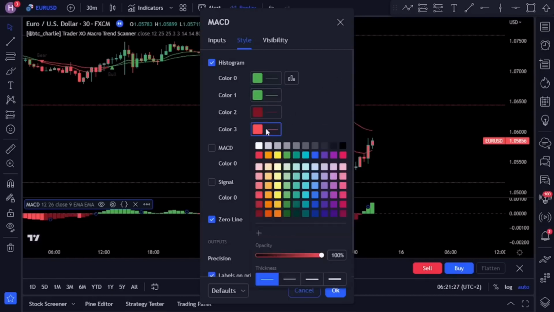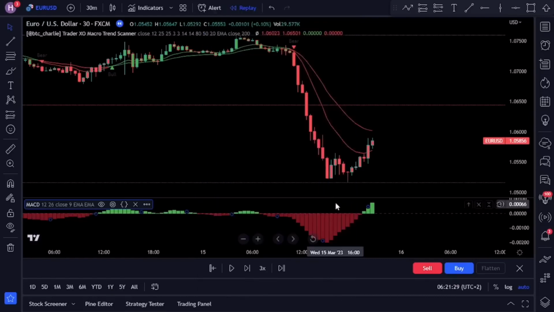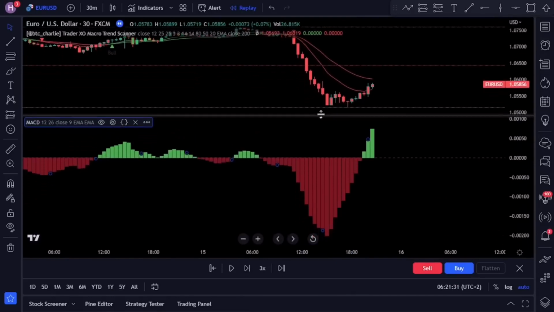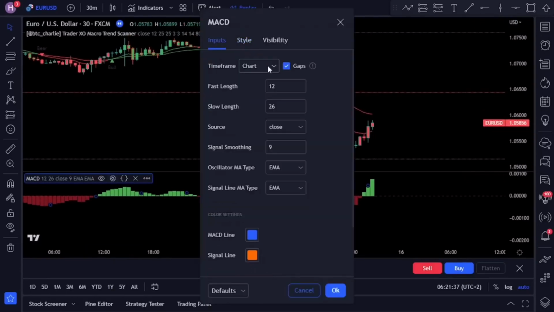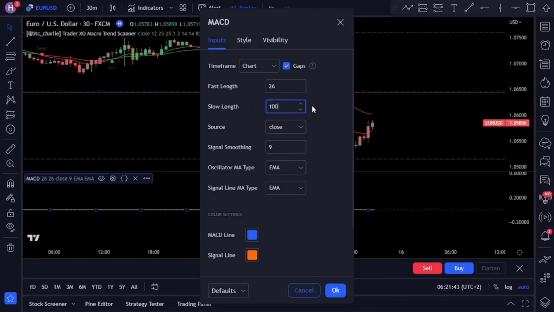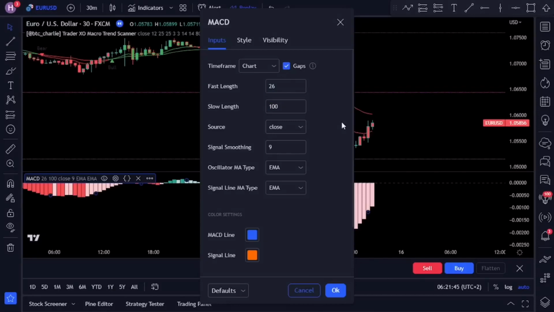What this means is when the histogram is above the zero line, it'll appear like there's green candles, and when it's below the zero line, you'll see red candles. Next, we move on to the input section, and from there we can change the fast length option to 26 and the slow length to 100.